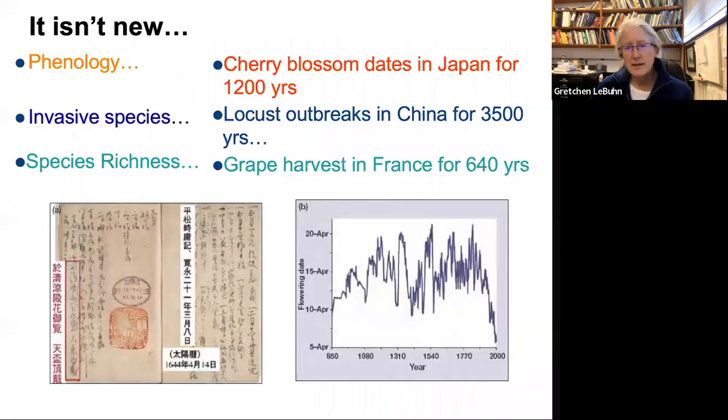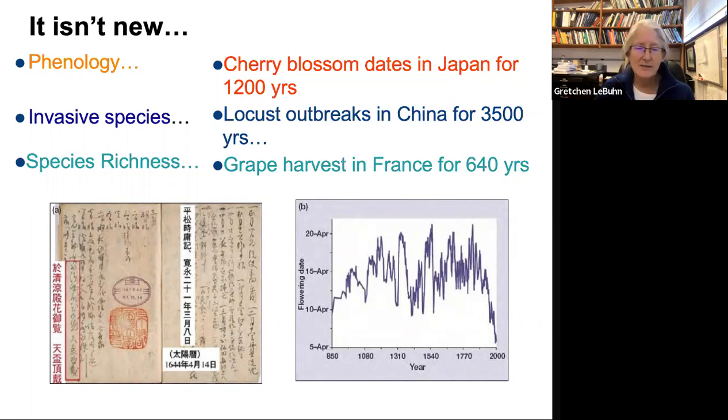Well, it turns out that community science actually isn't new. If you go back and look in the literature, there's been public participation in gathering data on phenology. There are cherry blossom dates that have been recorded in Japan for over 1,200 years. There have been data on locust outbreaks collected in China for 3,500 years, studying invasive species. And there's been data on species richness. So people have tracked the grape harvest in France for 640 years.